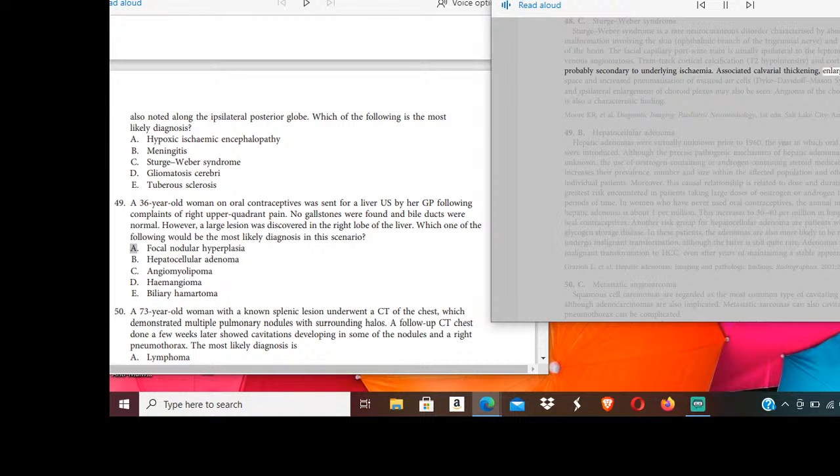Associated calvarial thickening, enlarging diploic space, and increased pneumatization of mastoid air cells, Dyke-Davidoff-Mason syndrome, and ipsilateral enlargement of choroid plexus may also be seen. Angioma of the choroid of the eye is also a characteristic finding. Mori K, et al. Diagnostic Imaging, Pediatric Neuroradiology, 1st ed. Salt Lake City, Amirsys, 2007. 49. B. Hepatocellular adenoma.